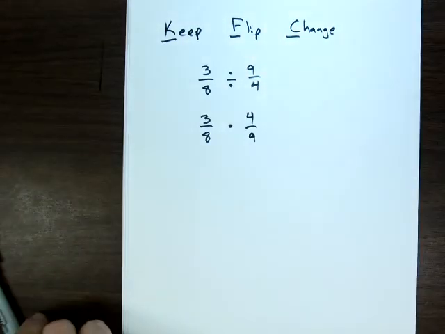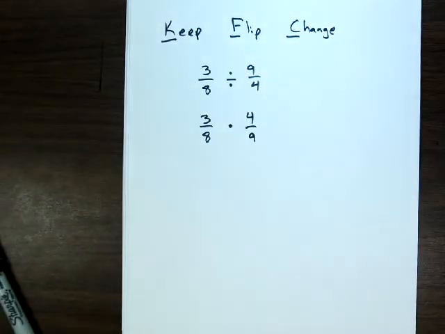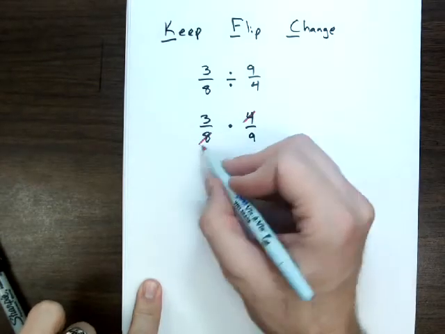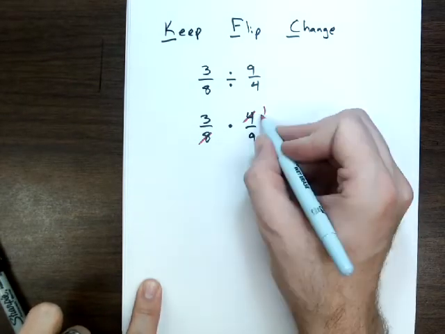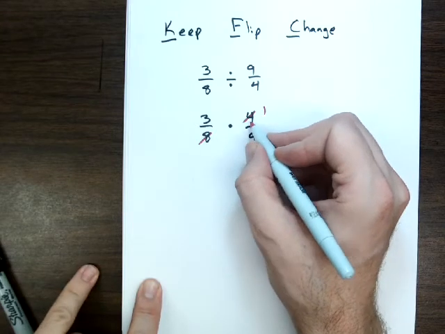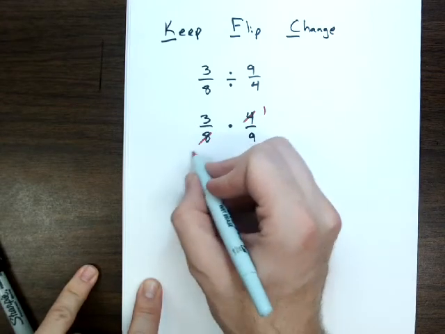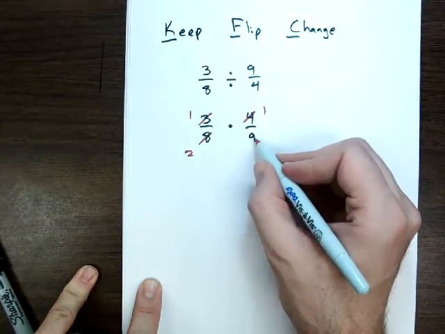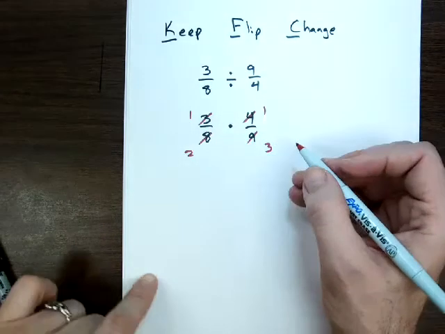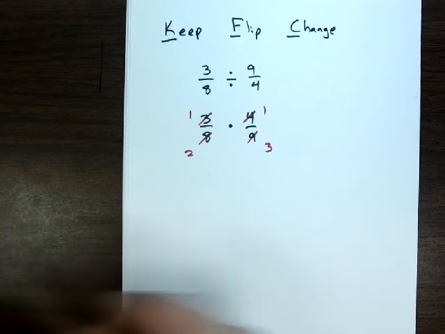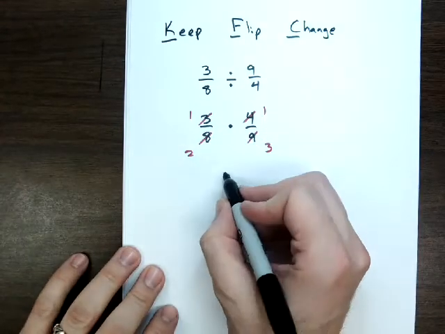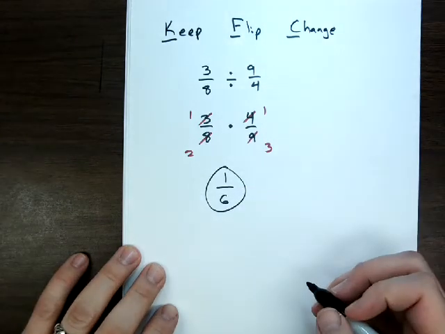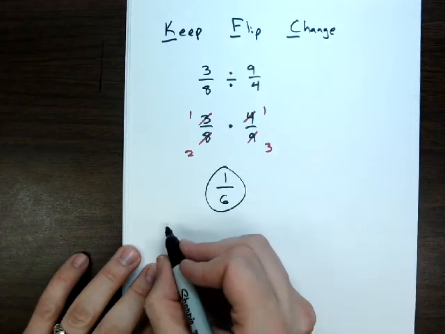Now, I multiply straight across and reduce as I go. Looks like 4 goes into both that 4 and that 8, so 4 goes into 4 one time, 4 goes into 8 two times. 3 goes into 3 one time, 3 goes into 9 three times. When I multiply, 1 times 1 is 1, 2 times 3 is 6. We're done. Let's do it again.